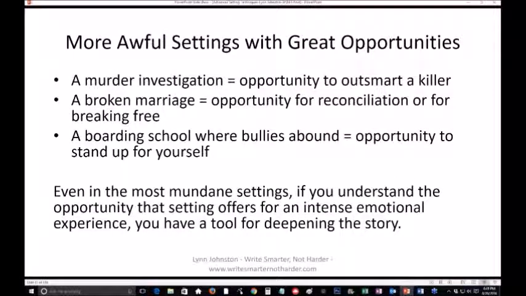Some more terrible settings that have great opportunities for intense emotional experience. And again, you'll notice these are all settings that are going to put your characters through the ringer emotionally. A murder investigation is an opportunity to outsmart a killer. A broken marriage is an opportunity to reconcile or to break free of a terrible situation. A boarding school where there are tons of bullies is an opportunity to stand up for yourself.